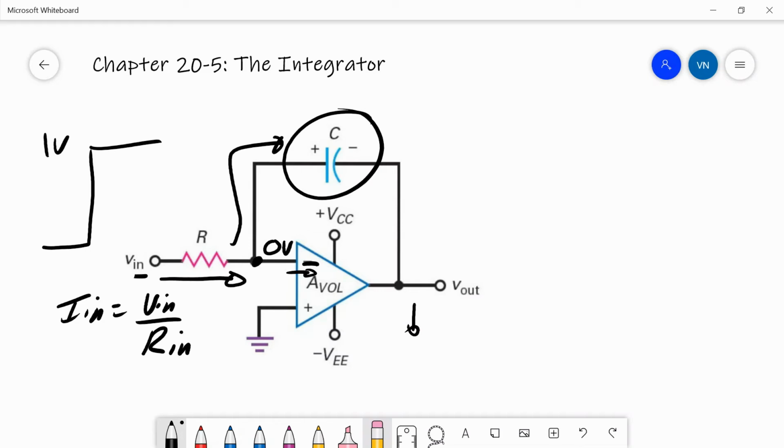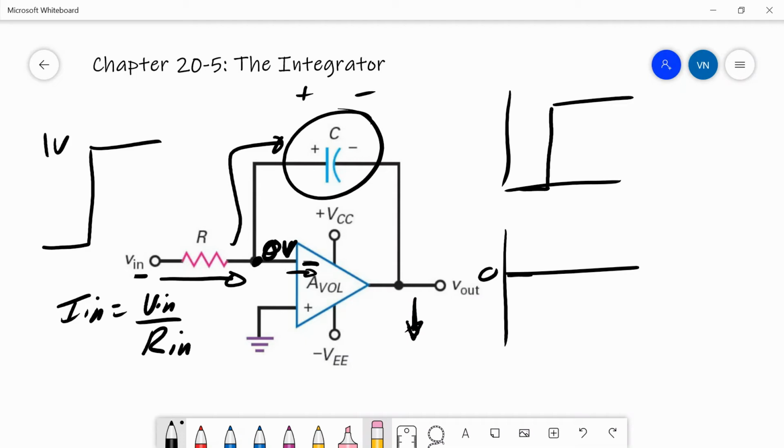And this will start charging up the capacitor. So there starts to be a voltage across here. And what the op-amp does in order to hold the negative terminal, the inverting terminal, at 0, is it has to drop the output to the voltage across the capacitor that results in 0 back at the input terminal. So as soon as we put a step input into the input of that circuit, the voltage across the capacitor will start falling because it's an out of phase relationship.